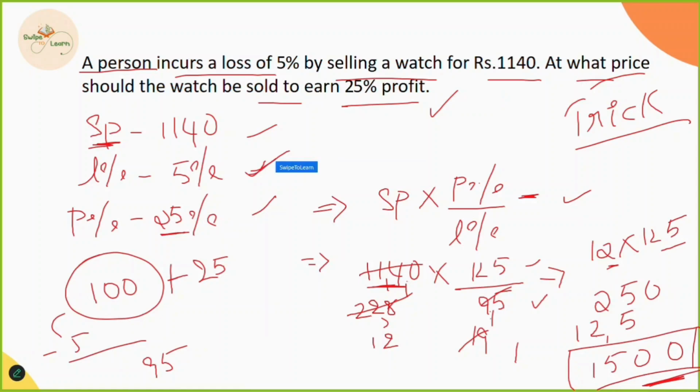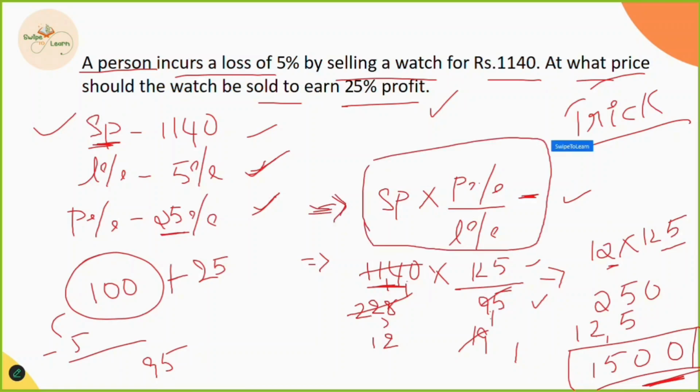When a profit percent is given, a loss percent is given, and only a single selling price is given, then what we do is SP into profit percent divided by loss percent. And those percents should not be added directly. They should be taken with the base of 100.